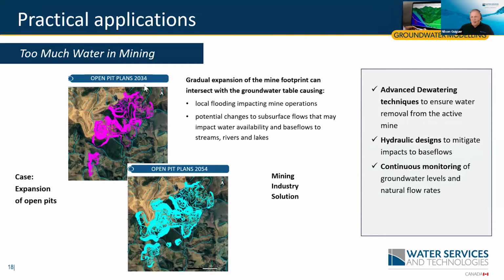So let's see this example where we did a study to predict the advancement of the dewatering of open pits, following the open pit mining plans from 2034 to 2054. At one point, the open pit will intersect the groundwater table and it will change the subsurface flow and can change the base flow in the streams and so on. So what do you need to do? You have to do dewatering techniques to ensure as much removal of water as needed, but not more than needed. You can do hydraulic designs to mitigate impacts to base flow, for example by replenishing water in the river. And you do continuous monitoring of groundwater level or flow rates.